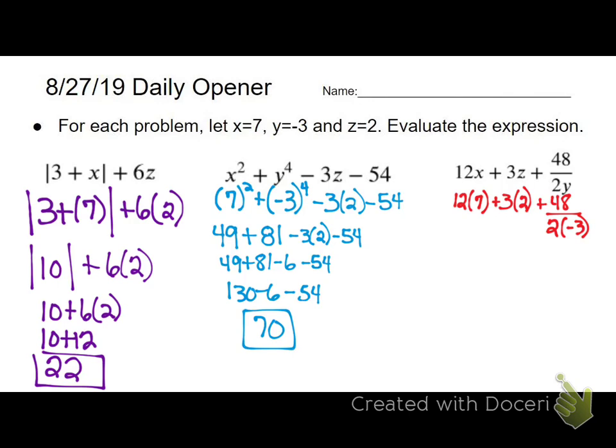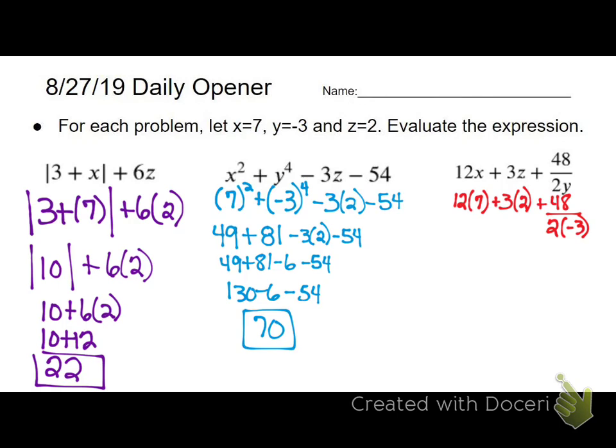This one you can really start in two different places. What thought process did you guys do? What step did you start with, or steps? Substitution. Okay, we started with substitution. Once we did substitution, we're ready for order of operations. What operation could I go through and complete all at once on this expression? Multiply. I could go through and I could multiply 12 times 7, 3 times 2, and 2 times -3. I can do that all in one step.